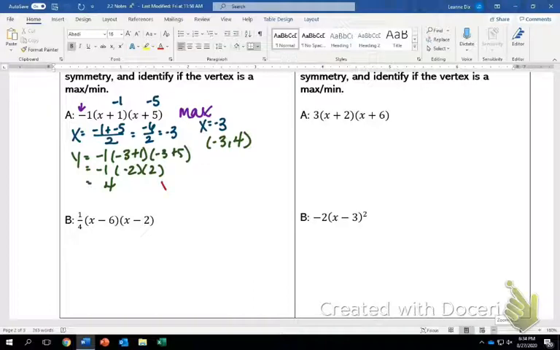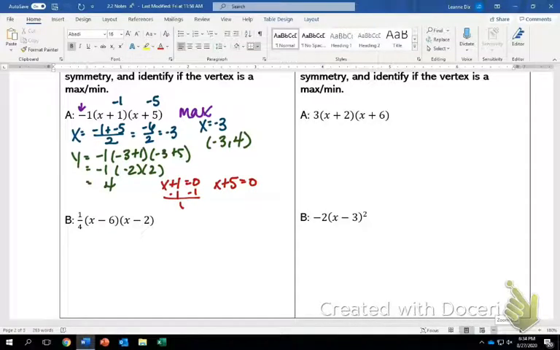After this, I can do my x-intercepts. You can, again, do any of these in any order. It doesn't really matter. I'm just going with what's easiest. So I'm taking my parenthetical phrases, x plus 1, and setting it equal to 0, and doing the same thing for x plus 5, setting it equal to 0. Now I'm going to solve for x.